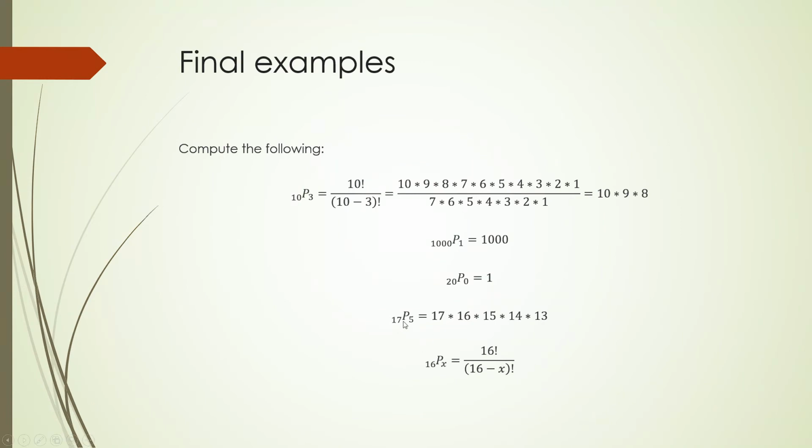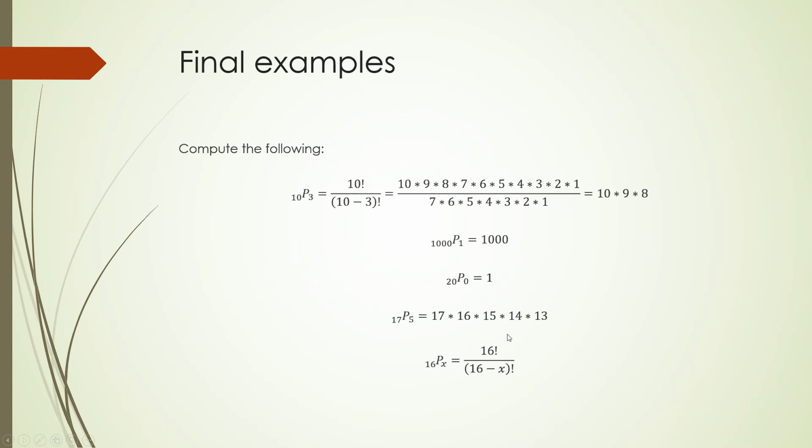Next up, 17 permutations of 5, 17 pick 5. Once again, you can do the logic method. It's 17 for the first choice, 16 for the next, 15 for the next, 14 for the next, 13 for the final choice. And I use 1 less each time because I've picked that thing. I cannot pick it again. That's what this notation is telling me.